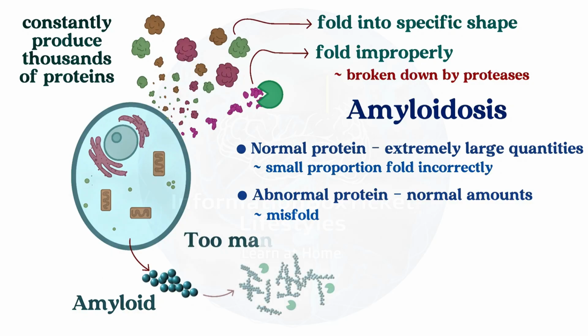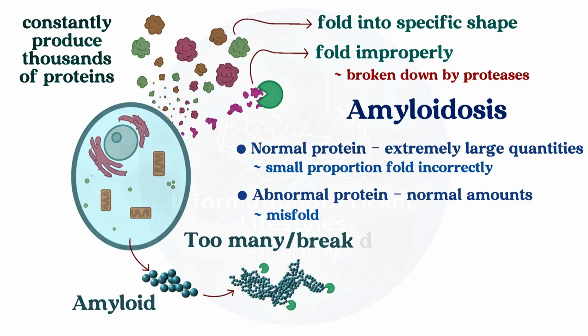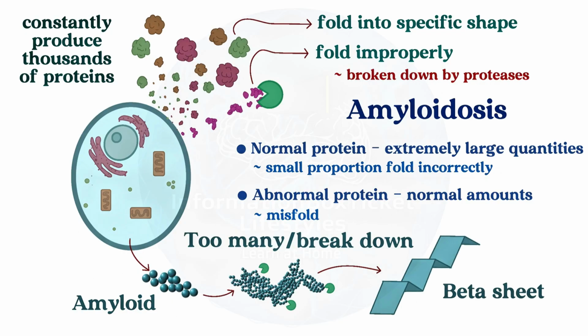Sometimes there are simply too many amyloids for the proteases to degrade, and at other times, their folded structure makes them difficult to break down, similar to a pistachio with no opening for your fingers to grip. When amyloid proteins are released from the cell, they often aggregate and form a rigid, insoluble structure called a beta sheet, resembling a folded piece of paper.